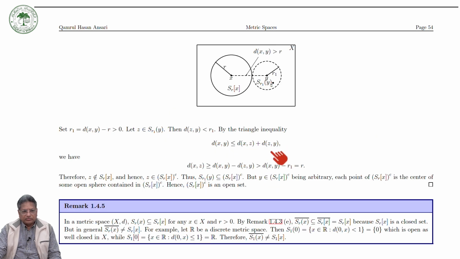Here you can see that suppose this is my closed sphere with center at x and radius r. Now we are considering a point y outside the closed sphere. Then this distance d(x,y) must be greater than r. So this is our d(x,y), and this is r. From here to here we can choose as r1. So d(x,y) minus r is equal to r1. We can set r1 equal to d(x,y) minus r, and of course it must be greater than 0.